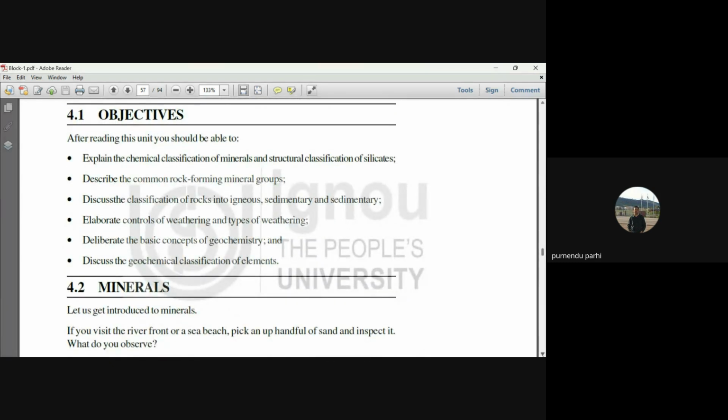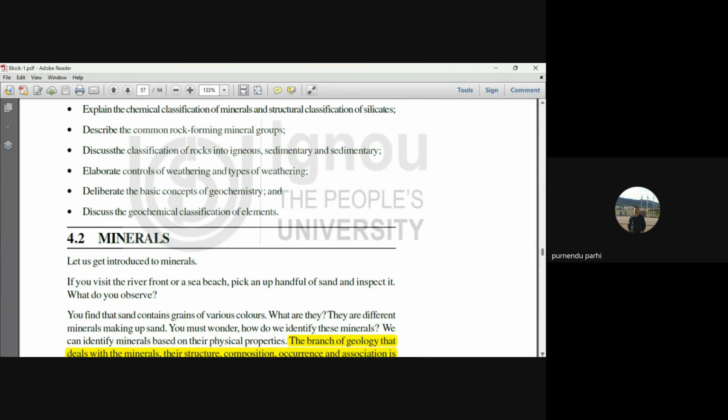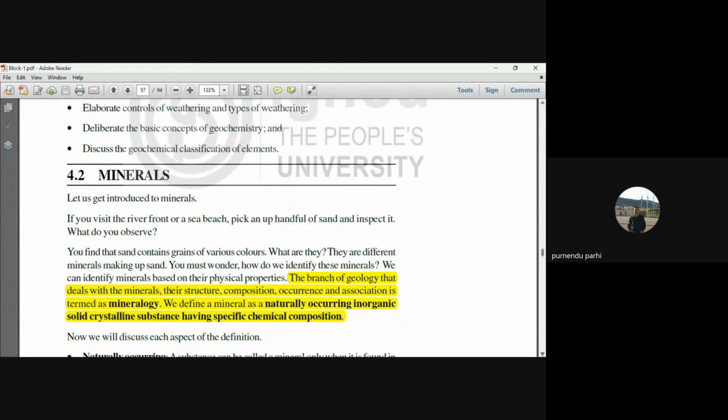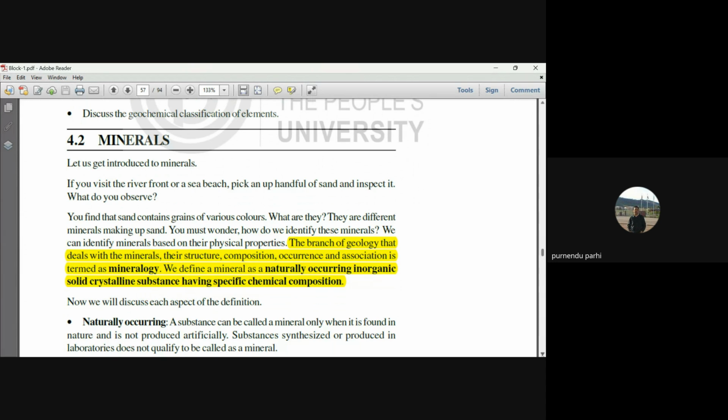First, minerals. You find that sand contains grains of various colors. What are they? They are different minerals making up sand. You must wonder how we identify these minerals. We can identify minerals based on their physical properties. The branch of geology that deals with the minerals, their structure, composition, occurrence, and association is termed as mineralogy. We define a mineral as a naturally occurring inorganic solid, crystalline substance having specific chemical composition.